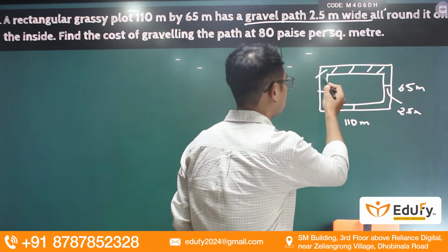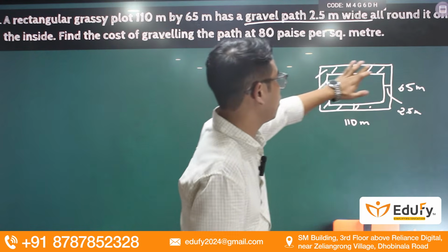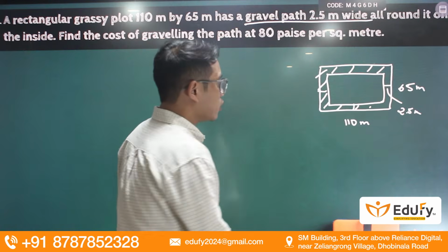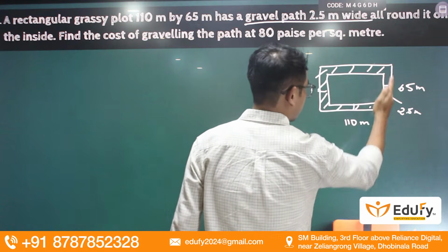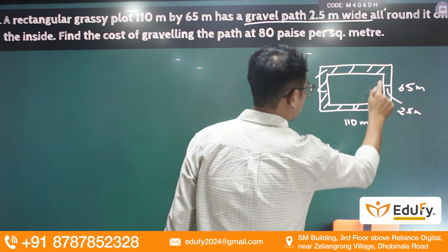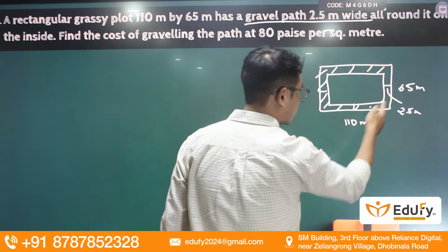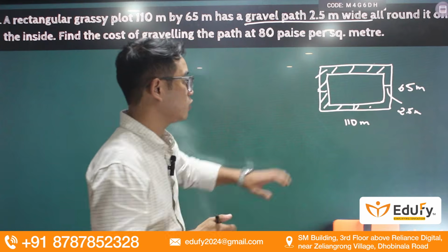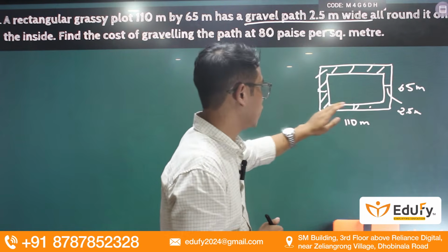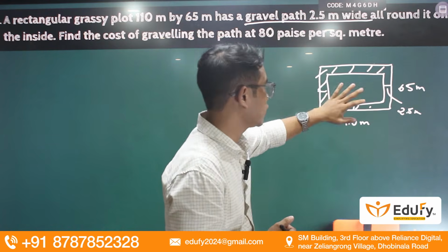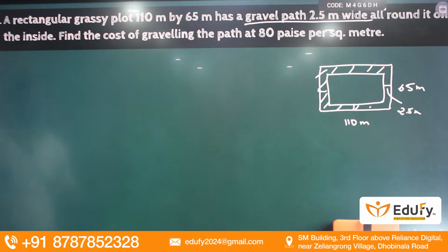That means I need to find out the cost of graveling this path at 80 paise. That means I first need to find out the area of this portion. This is a rectangular shape, so if I find the area of the bigger rectangle, the total, and then find the area of the smaller rectangle, and subtract these two, I will get the path area of the gravel. So first of all, we need to find that one.